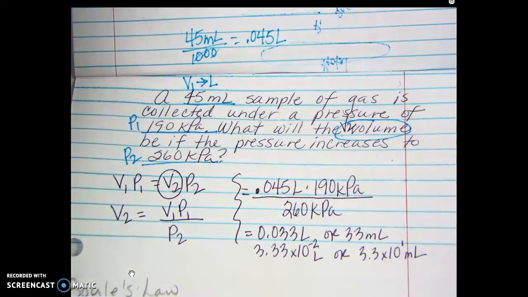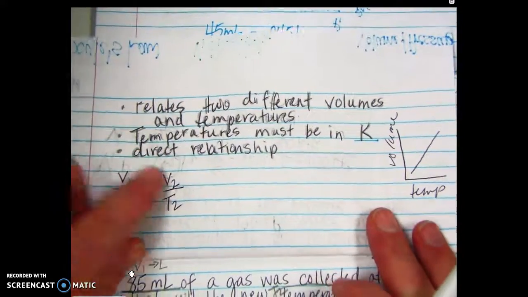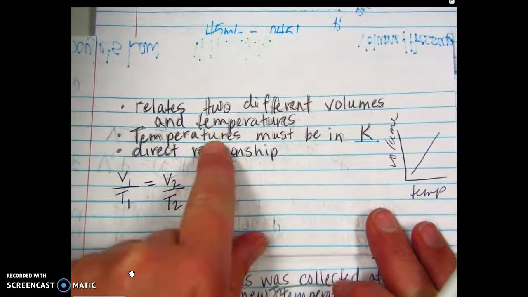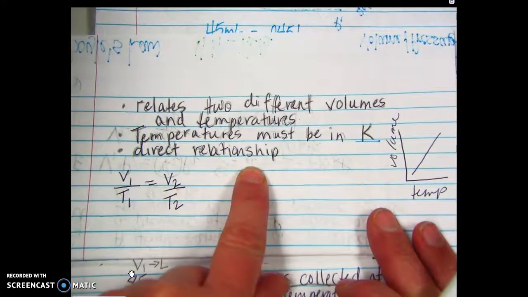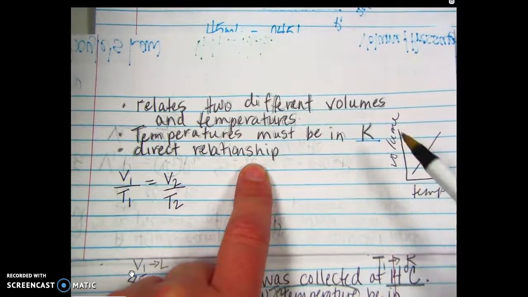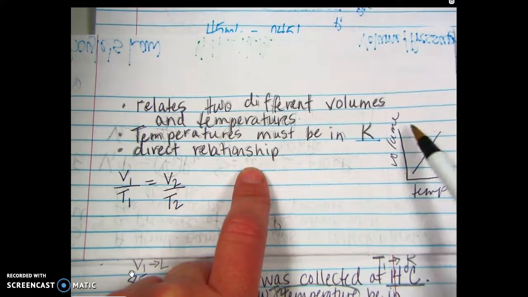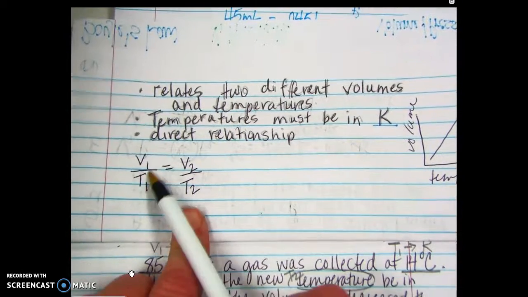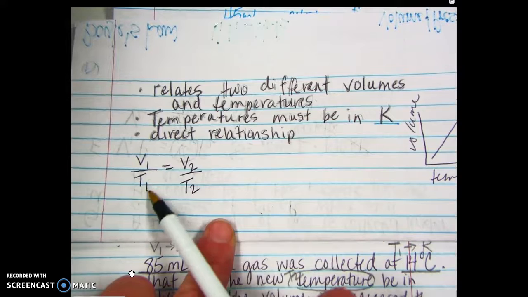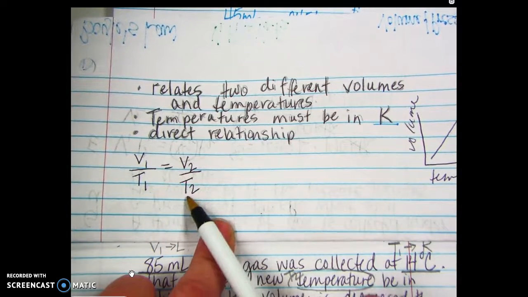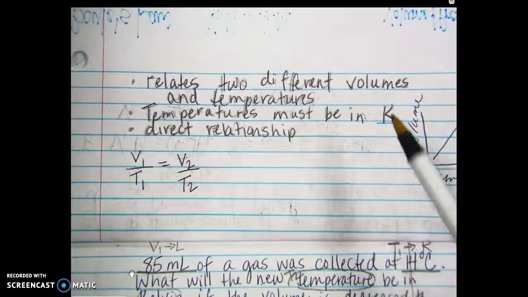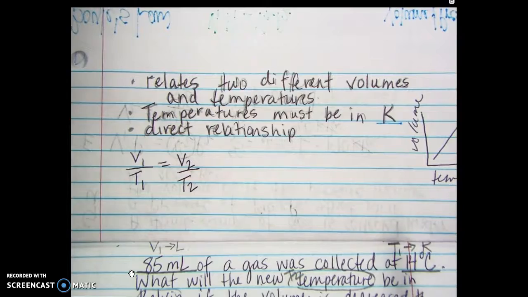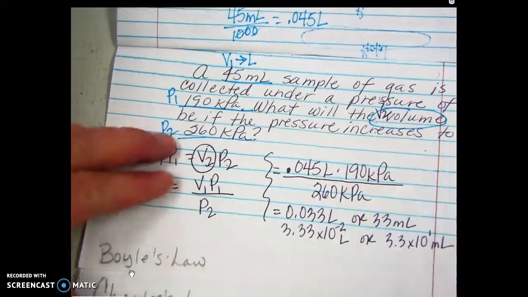Okay, so our next law is Charles's law. And Charles's law relates 2 different volumes and temperatures. The temperatures must be in Kelvin, and this is a direct relationship. Make sure you can recognize this direct relationship graph. As one goes up, the other goes up. Okay, and our formula is V1 divided by T1 equals V2 divided by T2. Okay, so our conversion to go from degrees Celsius to Kelvin is add 273. Good. Okay, so let's work a problem.